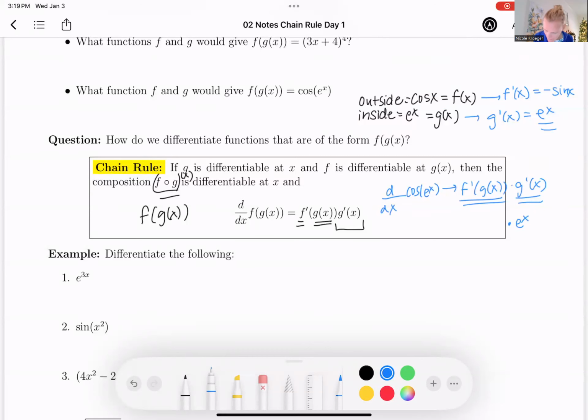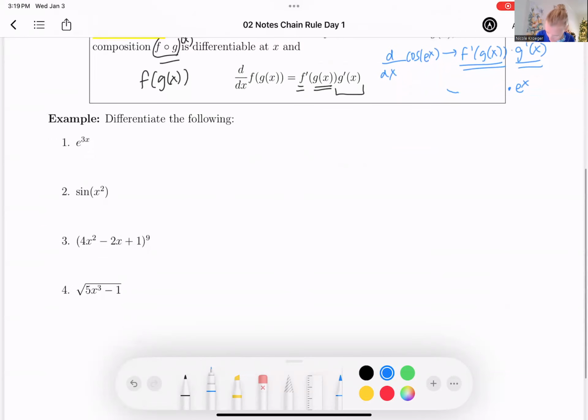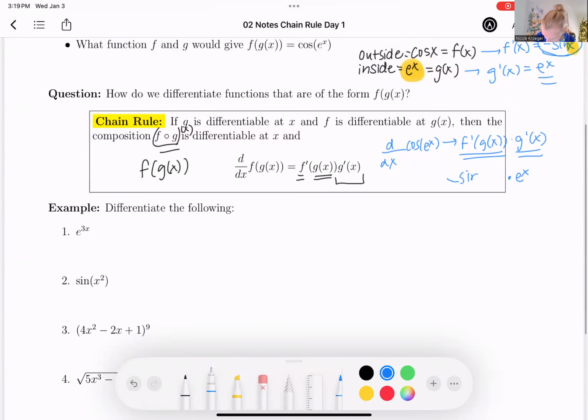The f prime of g of x piece means I take the derivative of the outside function and I replace the x in here with the original inside function. So I get negative sine of e to the x from that piece. Okay, so in this case, the e to the x can kind of mix us up. This is the original inside function, and this is the derivative of the inside function. So let's just keep doing examples to see how this works in general.